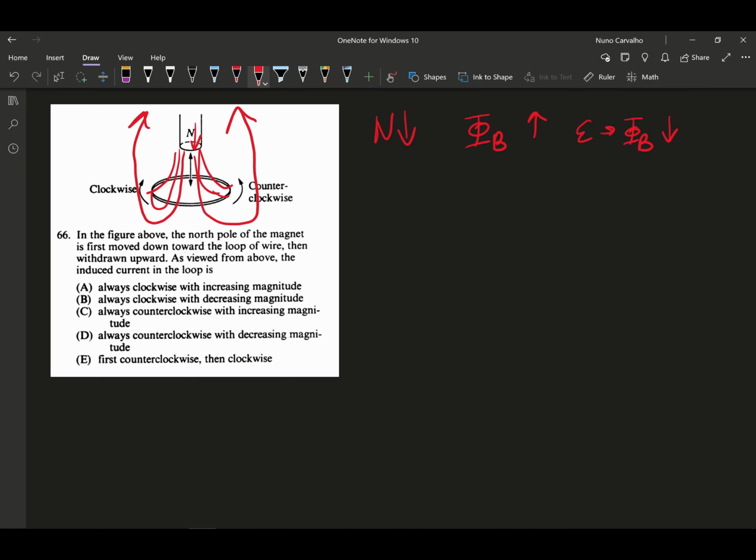And so if you use the right-hand rule, that means it should be creating a magnetic field that's pointing upwards, right? It should be creating a magnetic field that points upwards to oppose that change in the magnetic flux, which is increasing as it's going downwards. And what's going to cause that is a counterclockwise current. Okay, so at first there's counterclockwise.